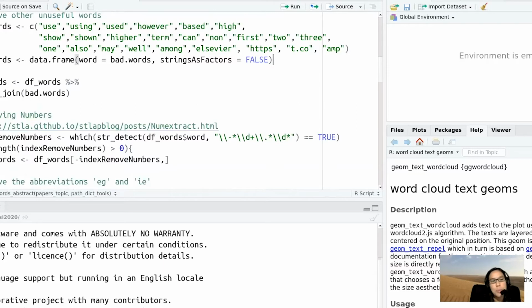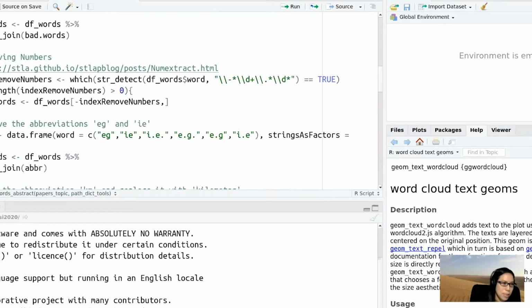Then I wanted to remove numbers from words because I also deemed them uninformative. So to remove numbers, I use the stringr function called str_detect. And this is the way to express that I want to remove everything that is not alphabetical characters, and then I remove them.